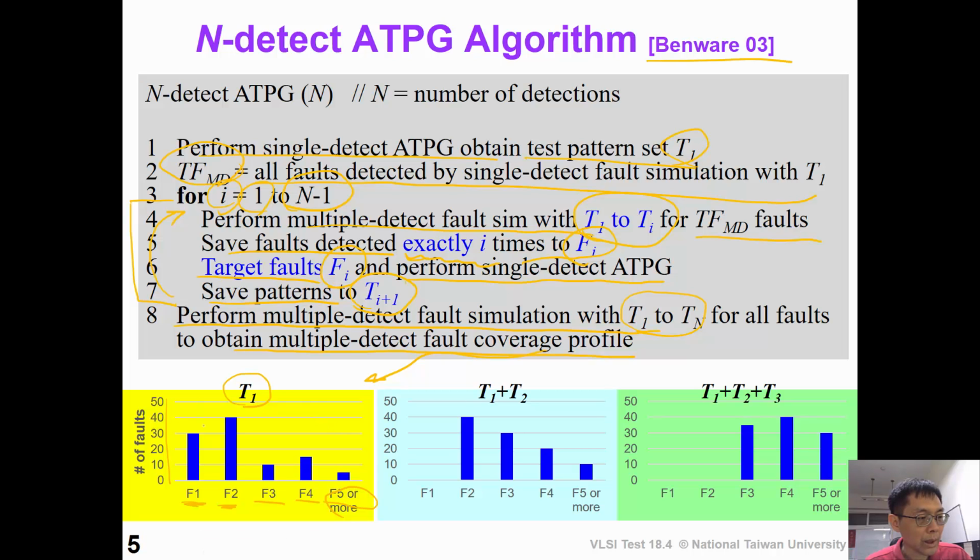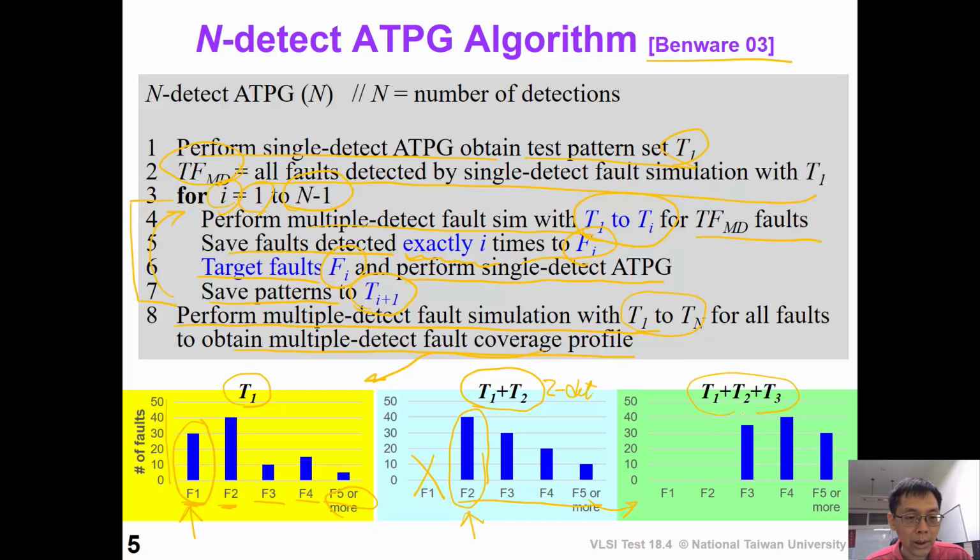After one iteration, we target those faults in F1, and then in the second iteration, there are no more faults in F1. So now T1 plus T2 is a 2-detect test set. So we have all the faults detected at least 2 times or more. And now we target F2 to generate ATPG test patterns. So now in the second iteration, we have this profile.